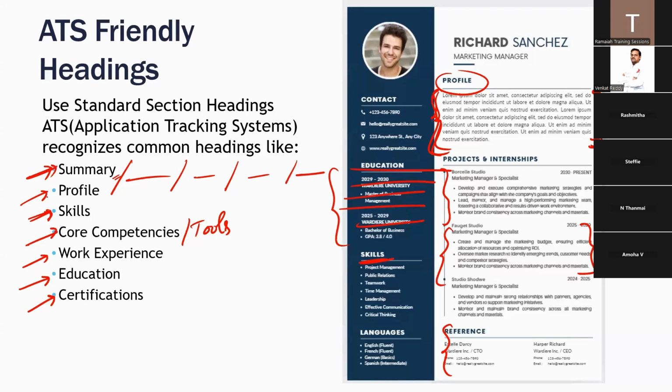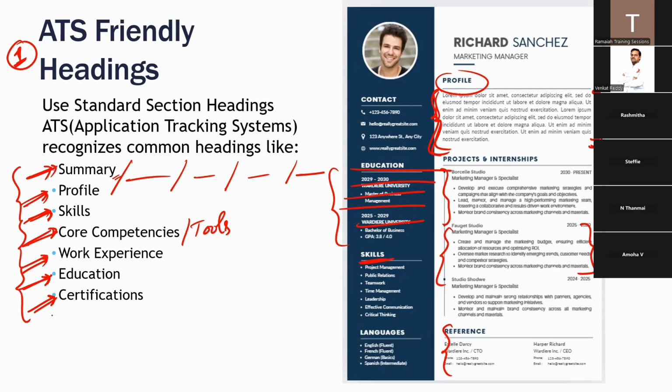So try to use these common terms. Think that you are feeding a system some common terms. You are telling the system, this application tracking system, that if you're looking for this particular information, you will find it under this section. So you must always keep in mind the standard headings. At least these headings should be there on your resume.